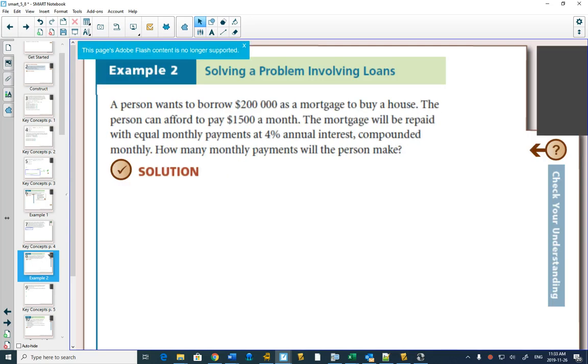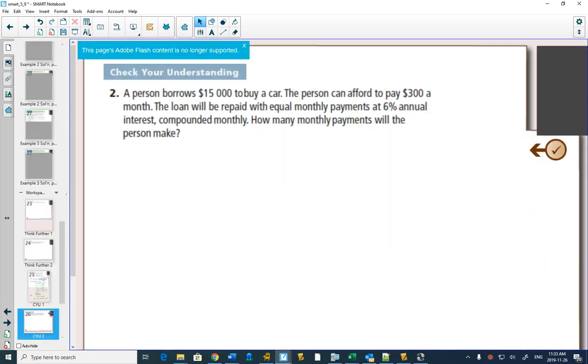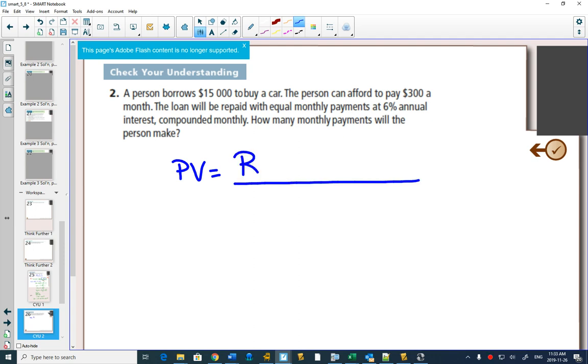So when we go to our example 2, a person's buying a car. They're borrowing $15,000 to buy a car. Again, I'll write out the formula. So we've got present value equals R, square bracket 1 minus 1 plus I to the negative n, all divided by I.